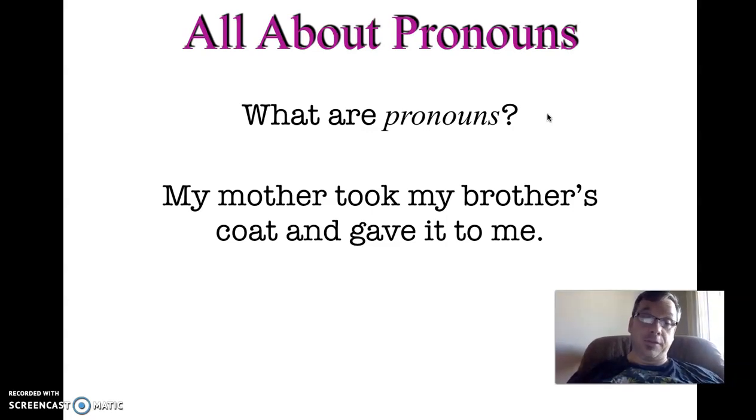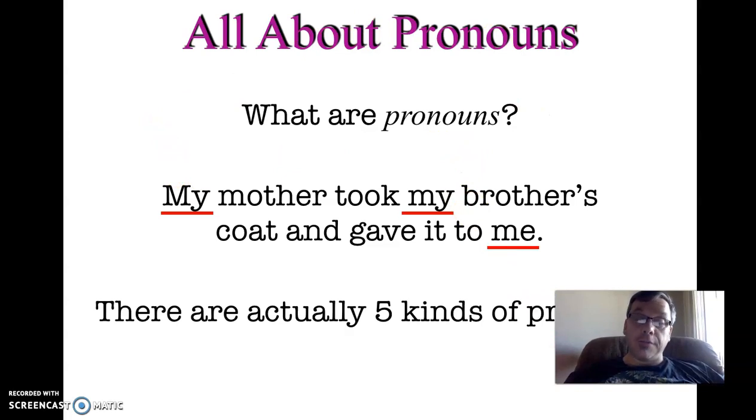Well, let's start at the beginning. The first one is my, right? My. Then we see it again, right? So my mother took my brother's, okay? So two that are my, and gave it to me, right? So there are three pronouns in here. There are two kinds of pronouns. My and my are the same. However, there are actually five kinds of pronouns, and we're going to look at them briefly right now.